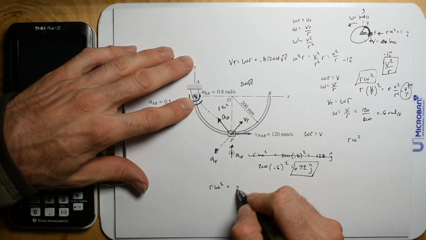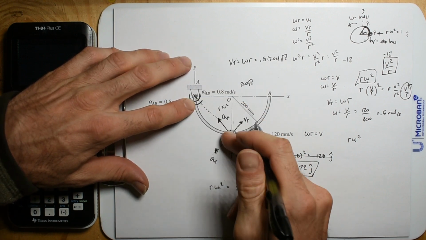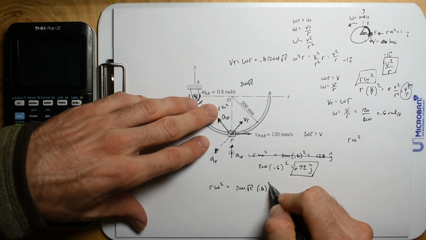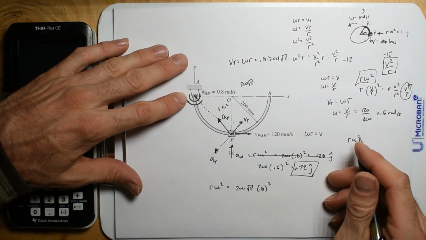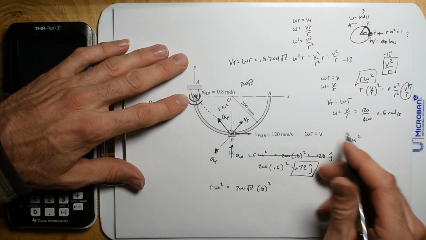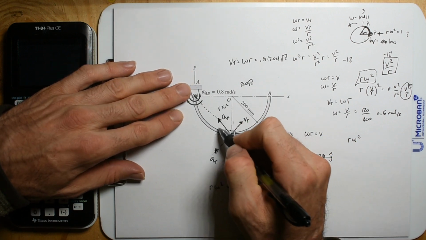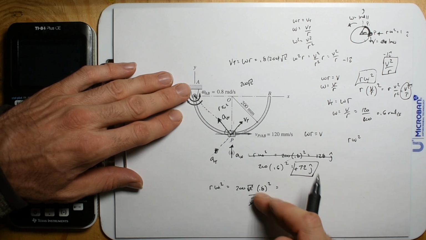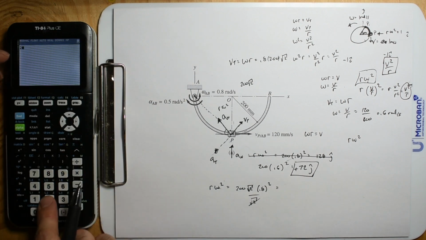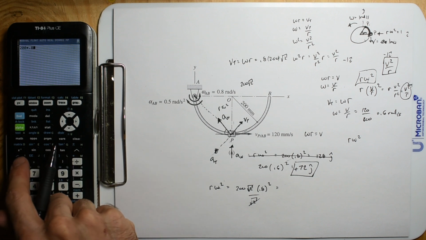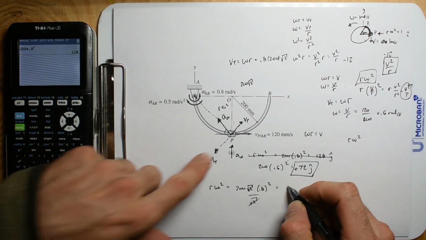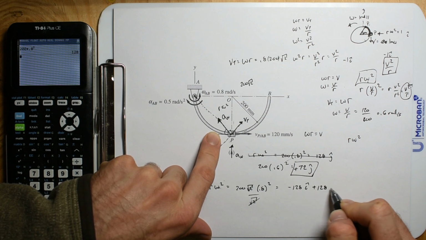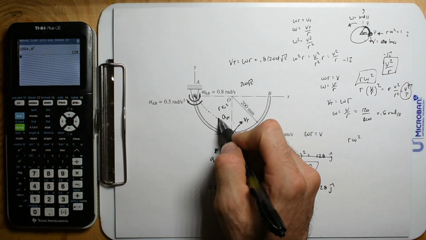Okay, and then we got 200 square root of 2. This is the distance. The omega is 0.8, and we're going to do 0.8 squared. Cool. But that's going to be in this direction. It's going to be a 45. So if we want the components, we're going to divide by the square root of 2. So those can just cancel out. And we're going to have 200 times 0.8 squared, and we're going to have negative 128i plus 128j. So that is the normal acceleration.